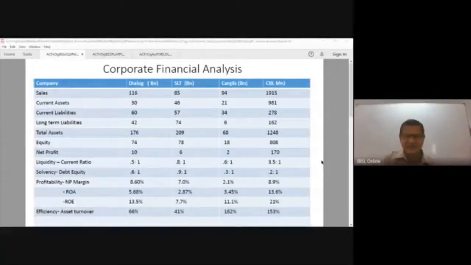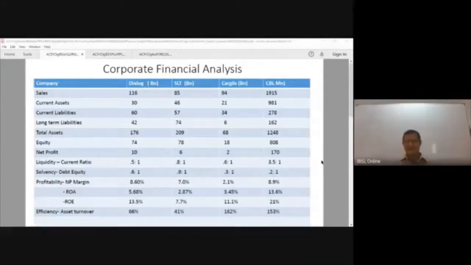So they carry an 8.6% net profit margin compared to SLT of 7. And Cargill's, I said it's a trading company. Volumes are high, but though the turnover is high, their margins are low. So they carry 2.1. CBL, they manufacture their own goods, and they keep a bigger cut on the manufacturing. So they also, in the trading, they have a trading arm. So they also have about 9% net profit margin. So this net profit margin will give an idea how profitable their sale is.